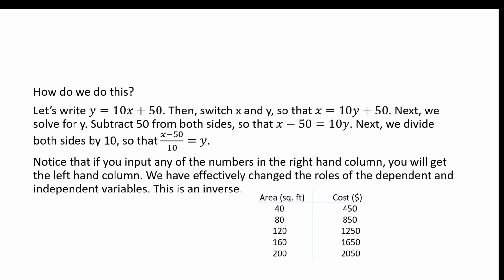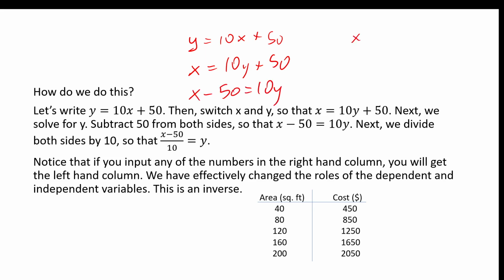So our process will be as follows. We're going to write y equals 10x plus 50. And then we're literally going to switch the x and y, so put x in for y and put y in for x. And now let's solve for the y that we now have written. To do that, we'll subtract 50 from both sides, and then we'll divide both sides by 10. And then we'll call that f inverse of x.